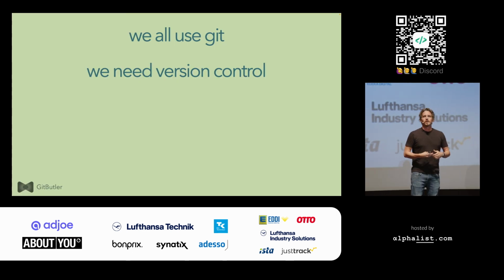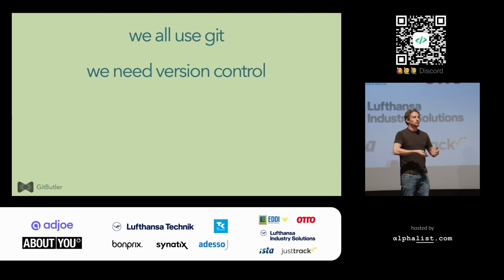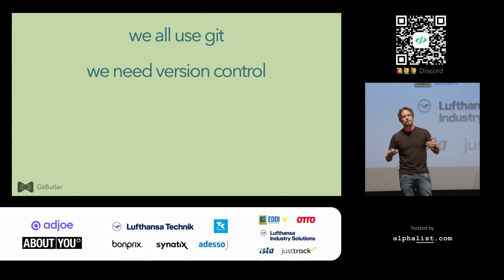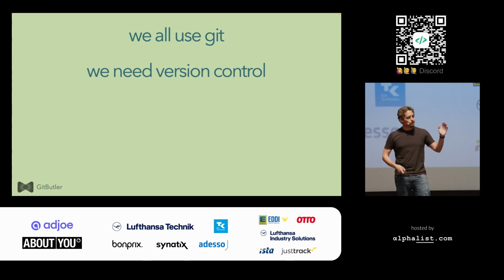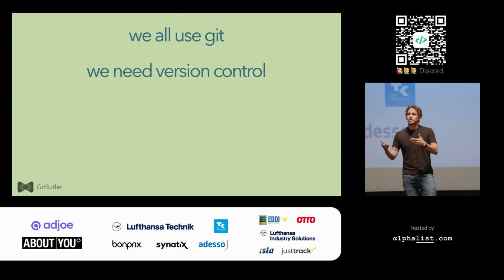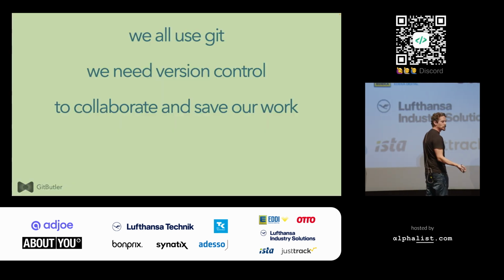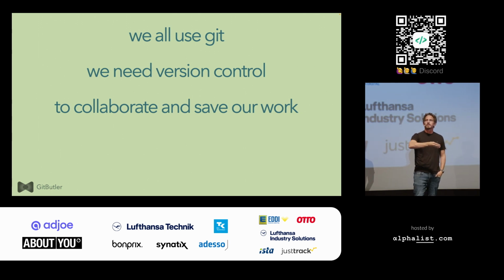Well, one could argue we use Git because we need version control, and it's the most ubiquitous version control system, right? And so it'd be kind of dumb to use other version control systems because other people wouldn't be using it. Some people use, I don't know, Pijul or Darcs or whatever, but most people use Git. But we use it because we need version control. So why do we need version control? We need version control to collaborate with each other, and we need it to save our work.